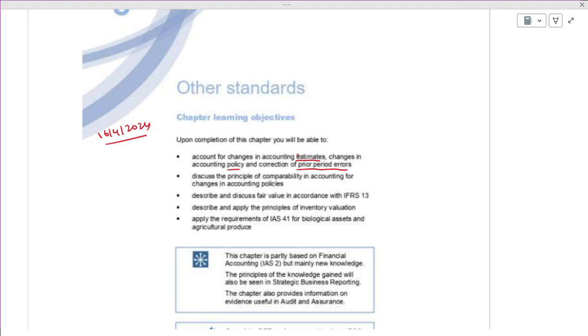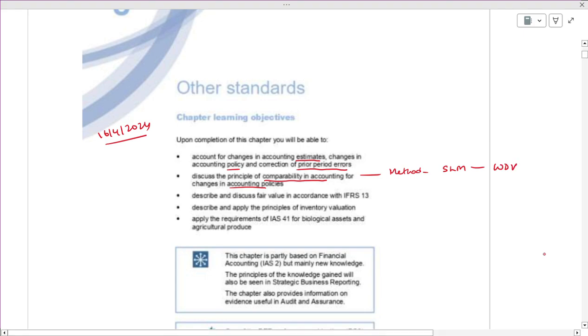Discuss the principle, what is the concept of comparability. Always changing in accounting. See, you cannot change a method from a straight line method to reducing balance method. Definitely things will change. You now understand historical cost, net realizable value, replacement cost. The moment you change the method, the values will change.